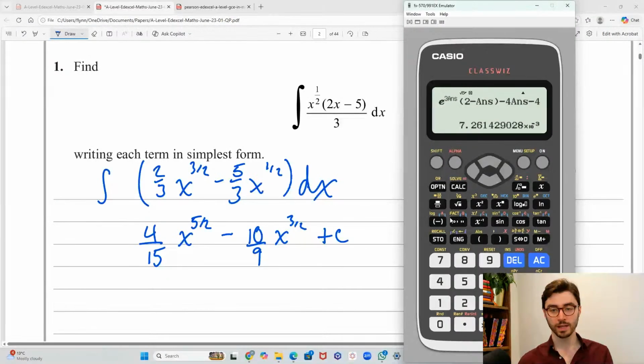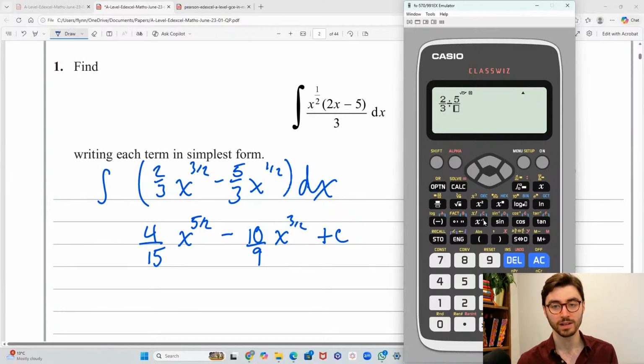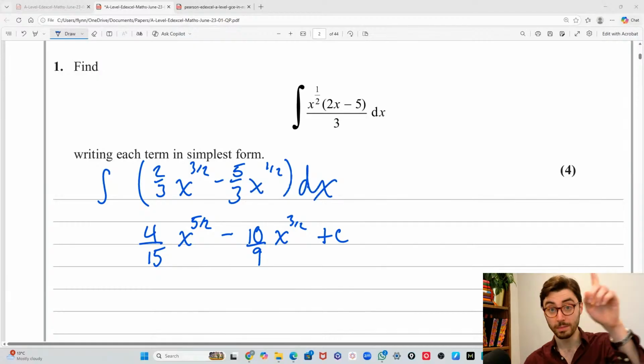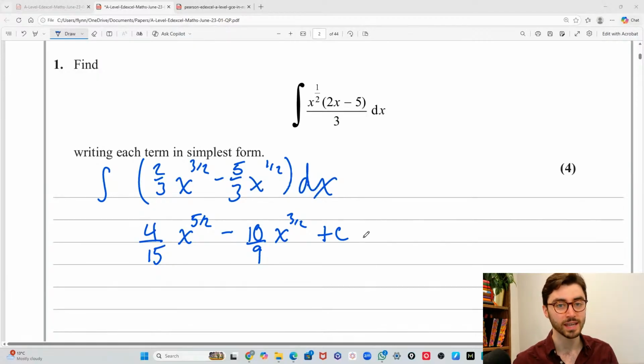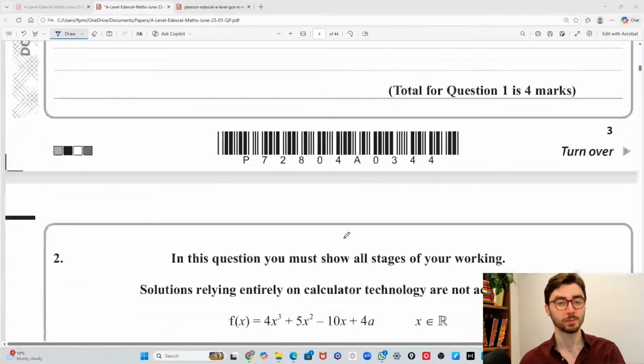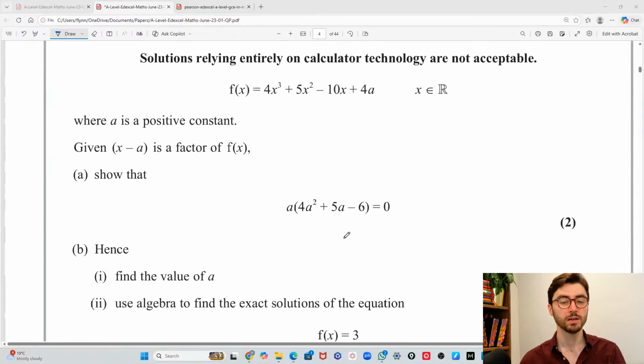Let me just use a button I never use. I hate the divide button because I want it to be fractions, but I'm not going to do fractions on fractions on fractions. That'll just get real ugly real quick. 4 over 15 is correct. 5/3 divided by 3 over 2. Yep, 10 over 9. And I didn't forget my plus c. Remember, limits or plus c, or you will be limited to a c. Plus c, desperately important.